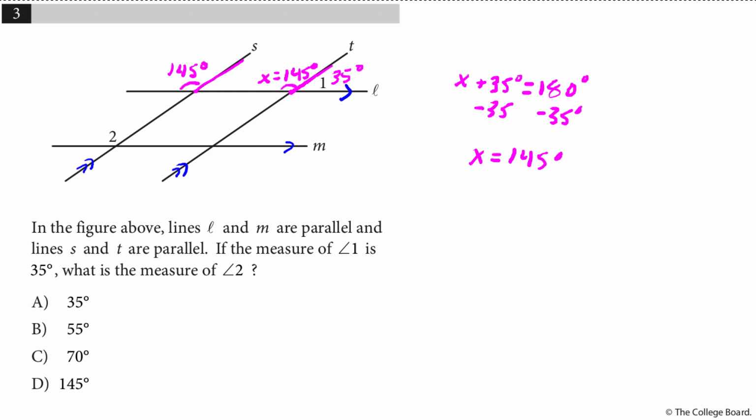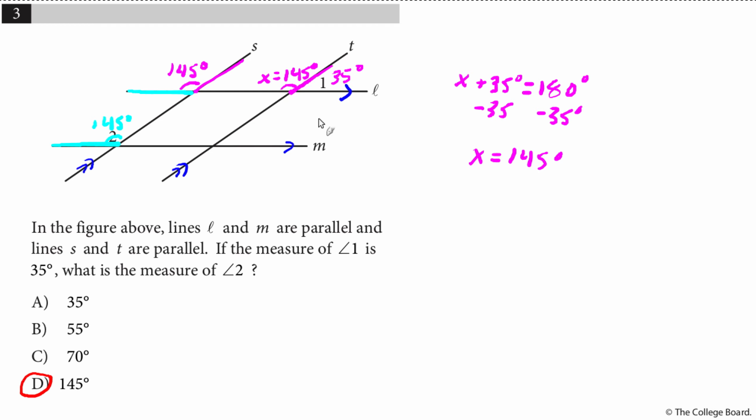And for a very similar argument, since L and M are parallel, this angle here will be congruent to this angle here because they are corresponding angles. So this will also be 145 degrees. Not the only method. I could use vertical angles. I could use alternate exterior angles and same side interior angles. There's many ways to get across there. But that's one way to realize that the measure of angle 2 has to be 145 degrees.